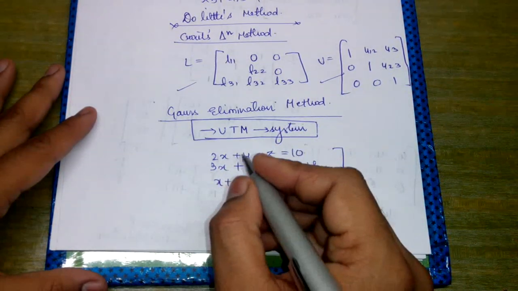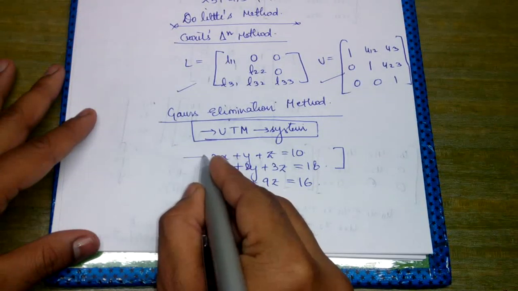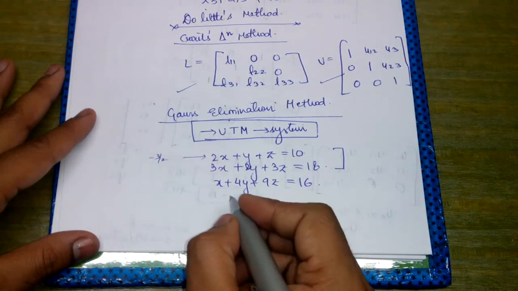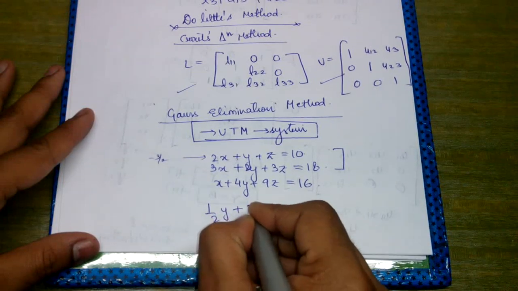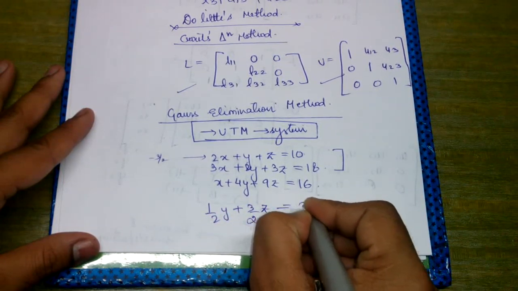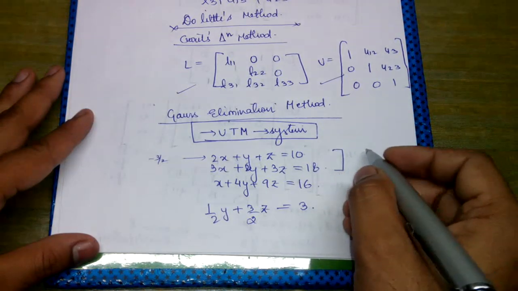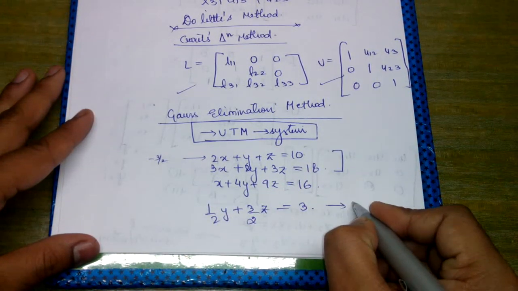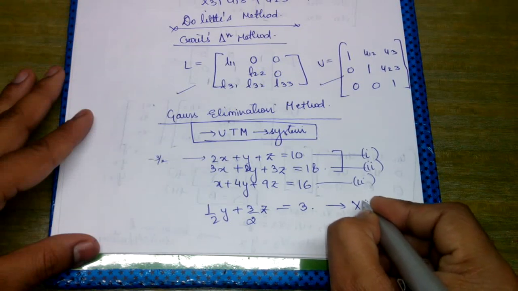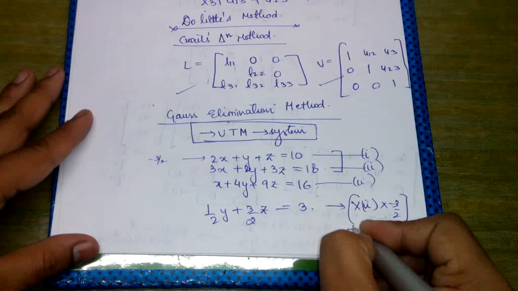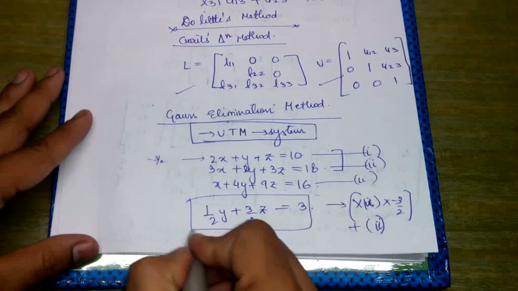Okay, so in order to eliminate x, we will first multiply the first equation by minus 3 by 2. इस वाली इक्वेशन को माइनस 3 बाय 2 से अगर हमने मल्टीप्लाई कर दिया तो what we will get is 1 upon 2 y plus 3 upon 2 z is equals to 3. Okay, multiply करने के बाद इसको हमें second equation में add कर देना है. This is equation number 1, equation number 2, equation number 3. Equation 1 ko multiply karke usko equation 2 mein add karenge, to ye result aa gaya hamare paas.